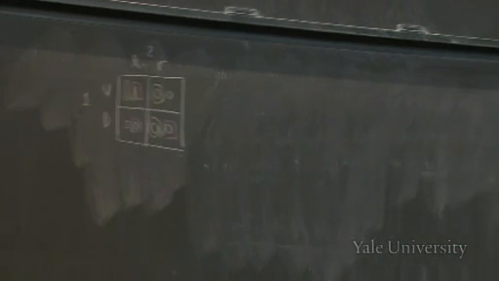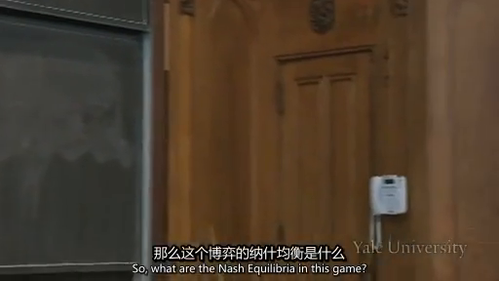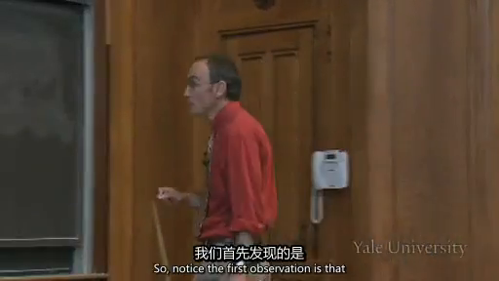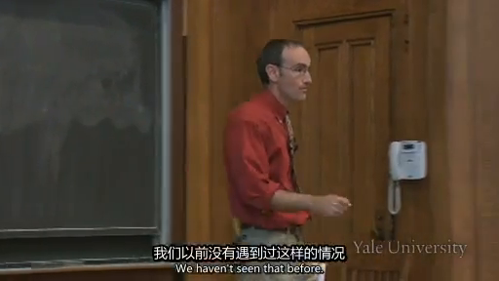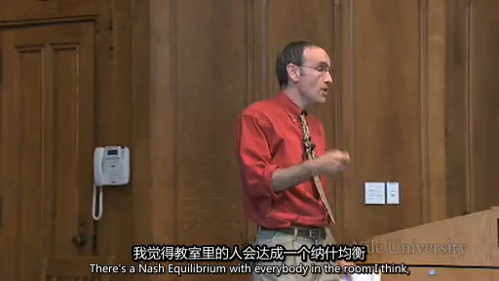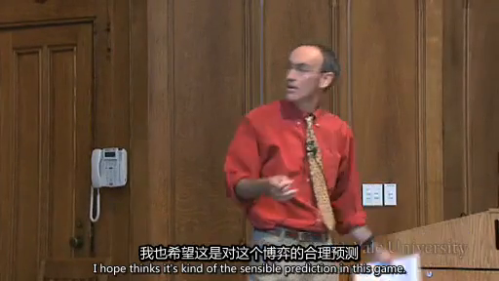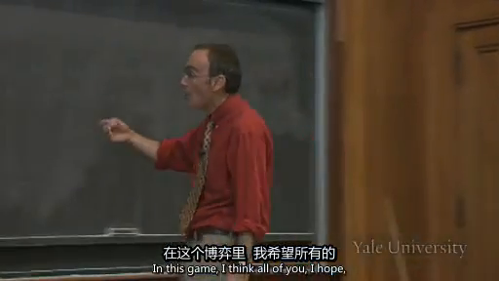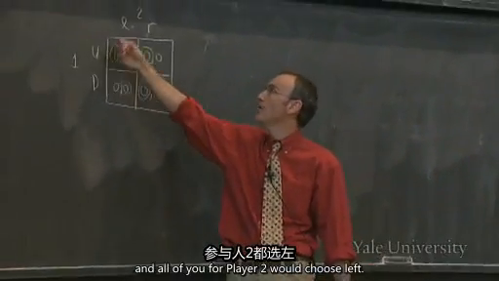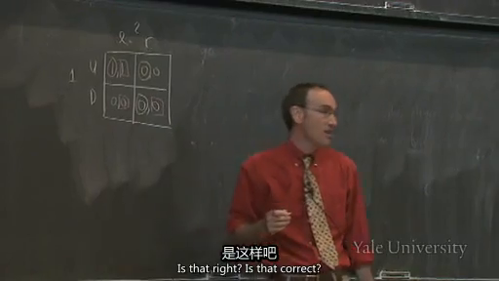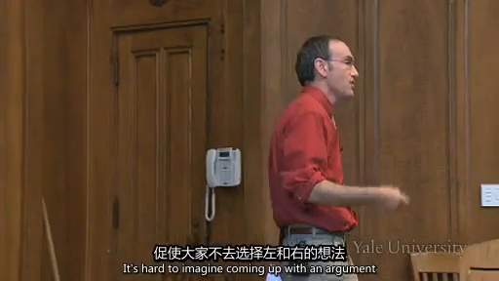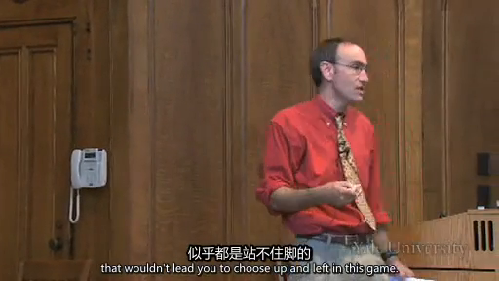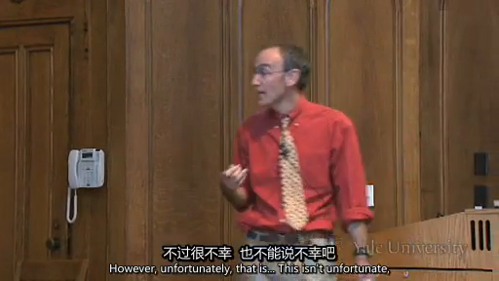All right? Okay. So what are the Nash equilibria in this game? What are the Nash equilibria in this game? So notice first observation is there's more than one Nash equilibrium in this game. Right? We haven't seen that before. There's a Nash equilibrium with everybody in the room, I hope, thinks is kind of the sensible prediction in this game. Right? In this game, I think all of you, I hope, if you're player 1 would choose up, and all of you for player 2 would choose left. Is that right? Is that correct? Right, it's hard to imagine coming up with an argument that wouldn't lead you to choose up and left in this game.